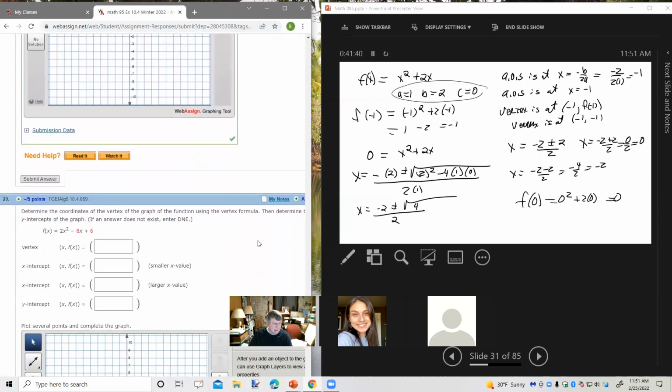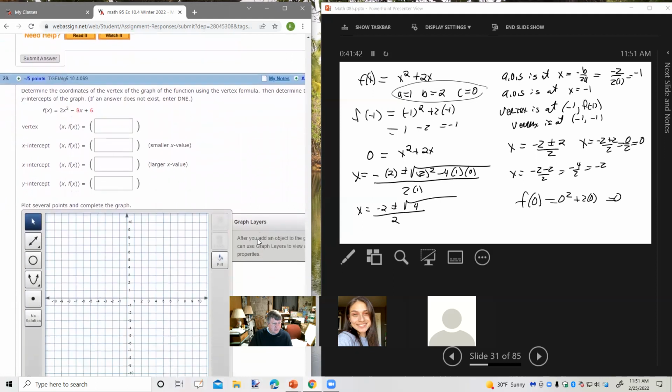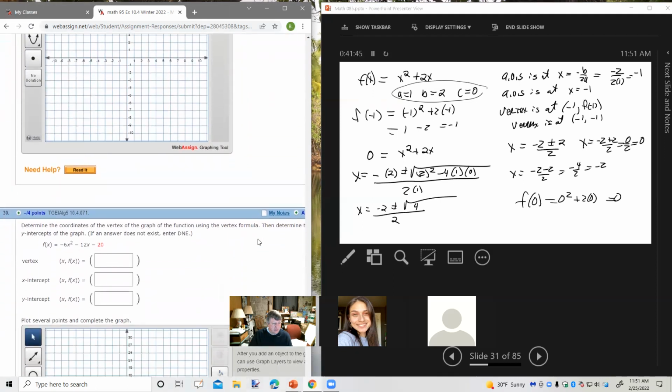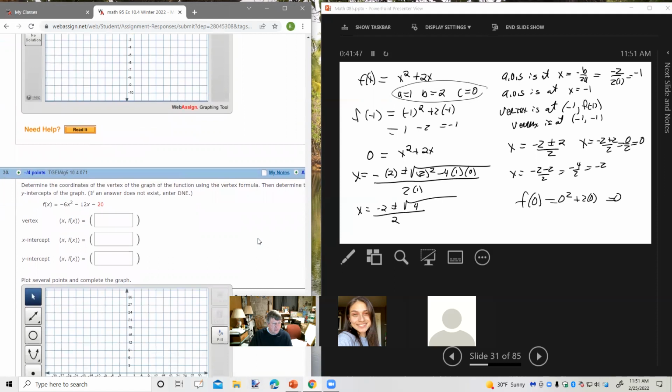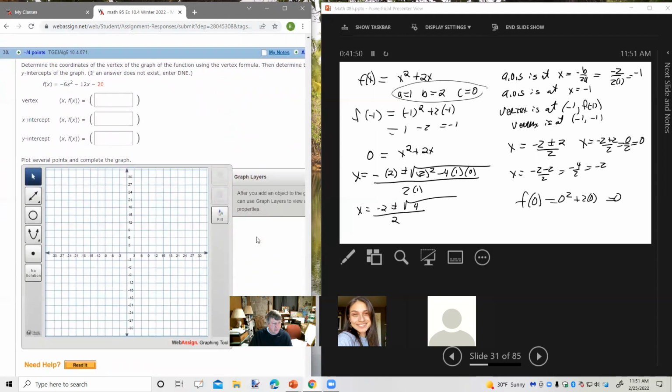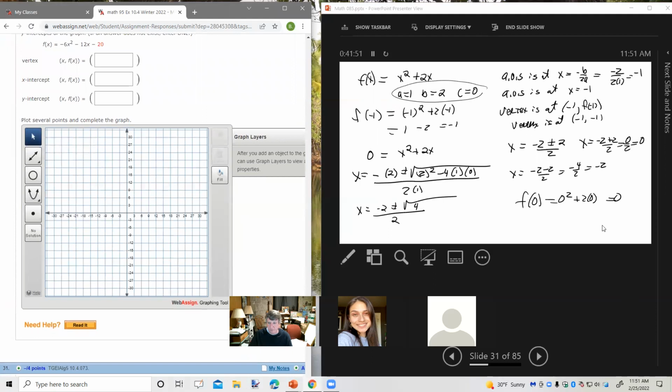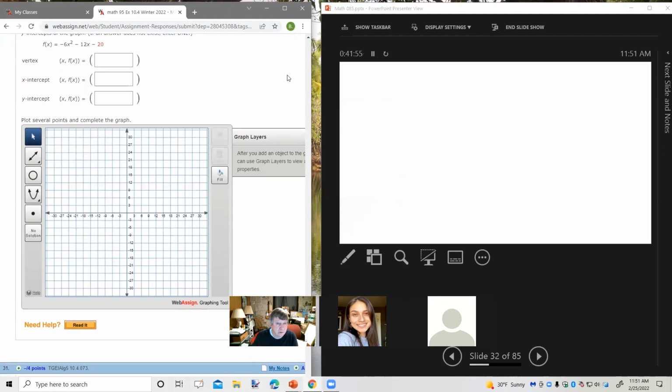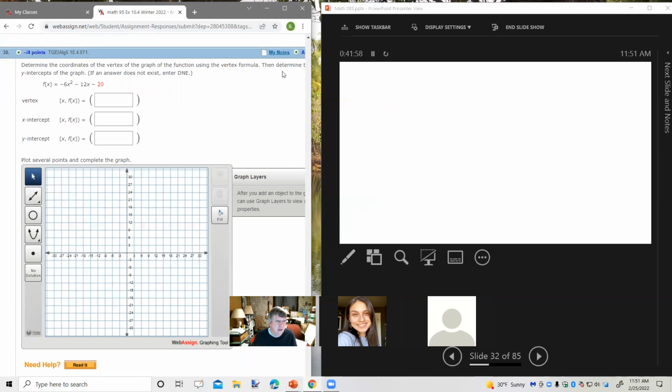All righty. Let's see here. Let's do this one. All right, determine the coordinates of the vertex of the graph of the function using the vertex formula, then determine the x and y-intercepts of the graph. All right. In the vertex formula, that's x equals negative b over 2a, and then y is f of negative b over 2a.